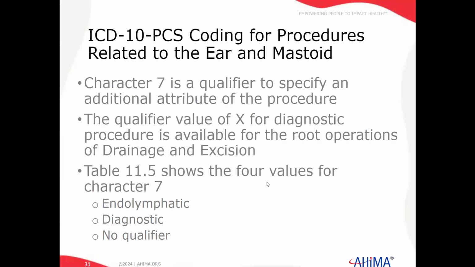Character 7 is the qualifier to specify the additional attribute of the procedure. The qualifier of X, as we've seen in other sections, is for diagnostic. This is available. And we have 4 values for this 7th character, the endolymphatic, diagnostic, and no qualifier.